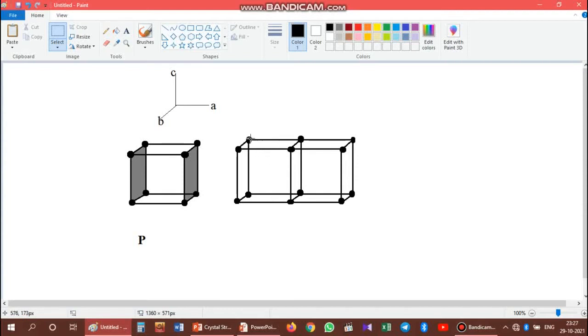And we have to now draw 110 lattice plane. So how to draw the 110 lattice plane? Just join these corners, these two corners, okay, and here to here. Here also join these two corners, here to here and here to here. Very simple. Okay, now shade these two planes.